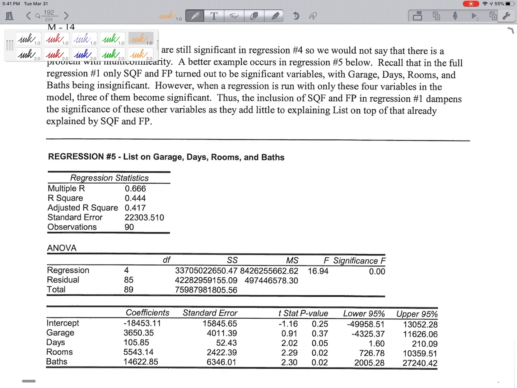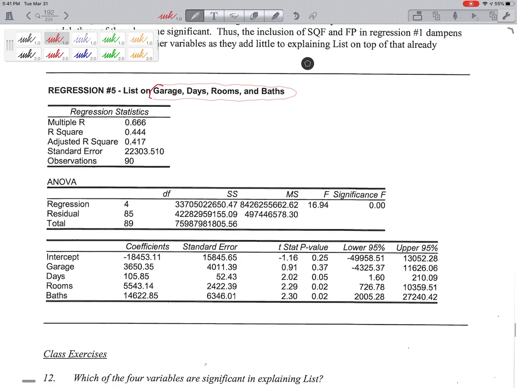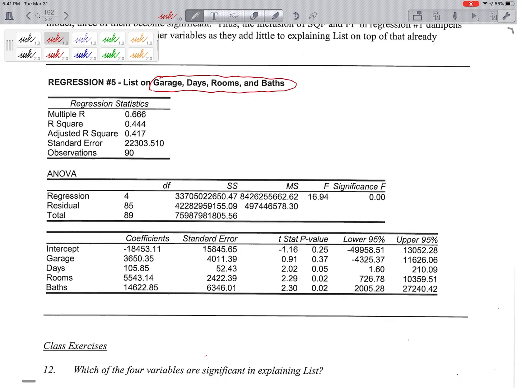So I've taken out the square footage and the fireplaces from the model, and we're left then with 4 variables, which in this case would be garages, days, rooms, and baths. Now watch what happens when we do that. The R-squared value is 44.4%, and that means that those 4 variables together account for over 40% of the variation in the listing price of the house.